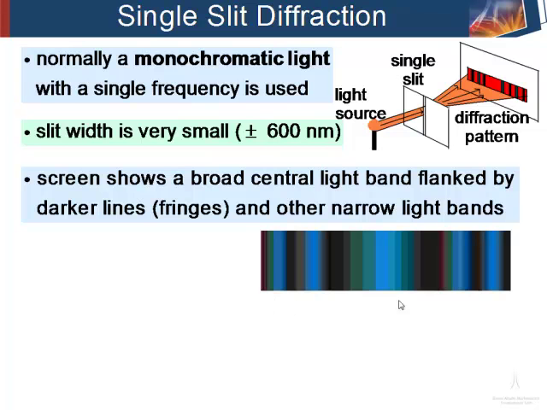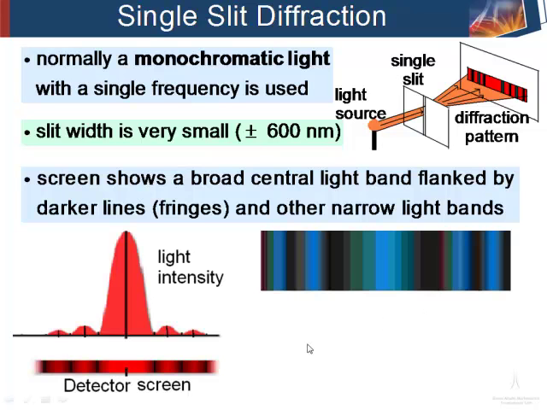Here is an example of a diffraction pattern that would be observed when we have blue light, and here is an example of a diffraction pattern that would be observed when we have red light. In fact, on this one, we've even shown you the light intensity. In other words, when we have our central band, there the light intensity is much stronger.